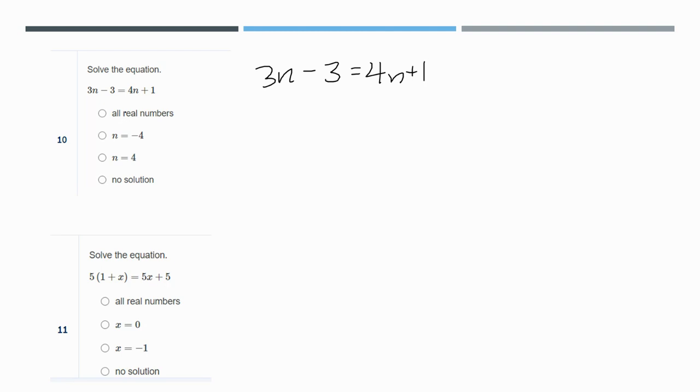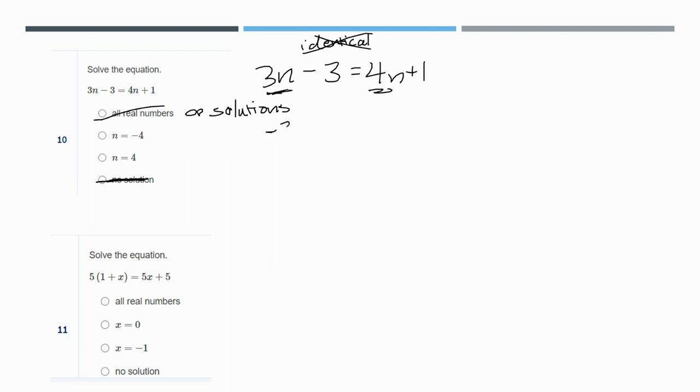Well, I can rule out a few answers here. All real numbers is the same as infinite solutions. That's what we mean by all real numbers. That's when n can be anything. I can rule that out because it is not identical. Identical is when it's infinite solutions. It's not identical. 3n is different than 4n, and also because those coefficients are different, it's not a no solution problem either. Remember, it would have to have the same amount of n with a different constant to be no solution. So I can just solve this.